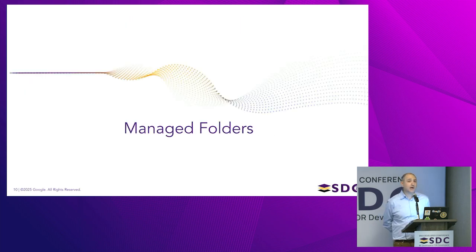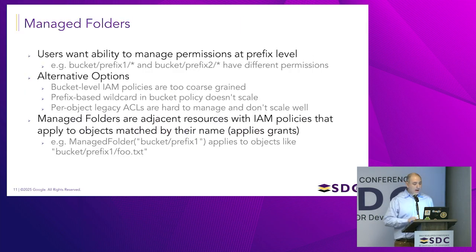The next topic I want to talk about is managed folders. With managed folders, we have customers who commonly want to manage permissions at a prefix level. Similar to file systems where you can set permissions on a directory level, they want to be able to assign permissions on the prefix. Now, there are alternative options for that, right? We often tell customers, well, why wouldn't you just create multiple buckets? Each bucket can have a separate IAM policy. That often doesn't work.